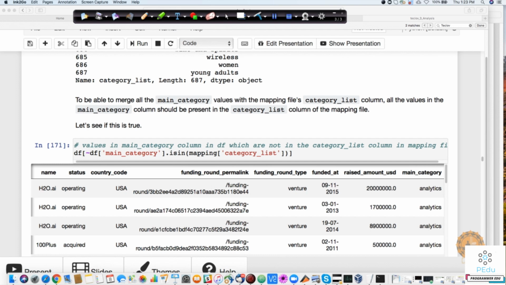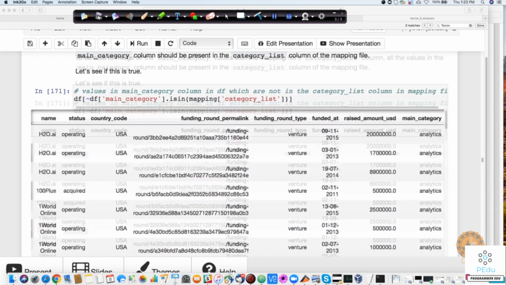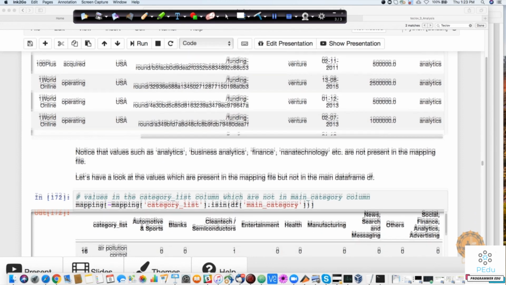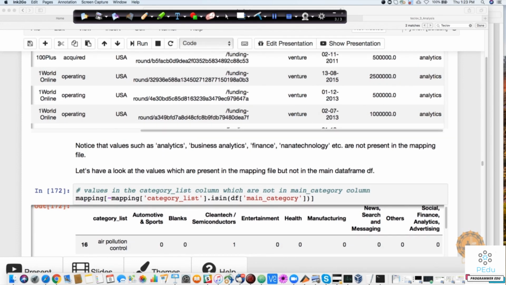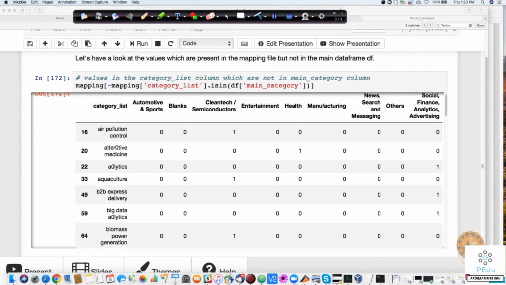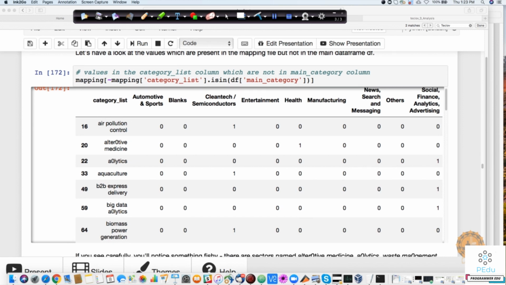In this case, we were looking at the main category in DF which is not there in the mapping category list, and we notice that we have some values. In a similar way, you can also notice here when we did the reverse, which is values in the mapping but not there in main category. But we notice something weird here. If you look at this data, you can notice that this is written as alter 0 TIFF, but from our English language knowledge, it looks like it should be alternative.